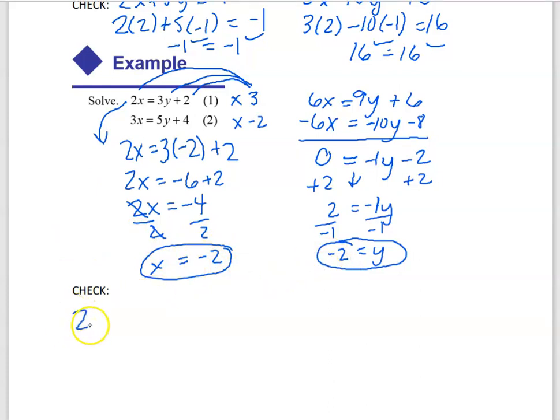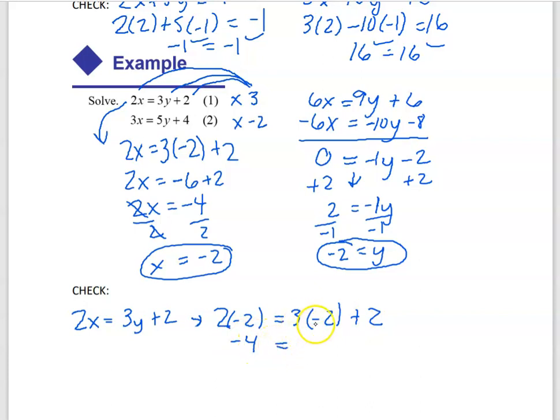Now let's check these. So here's my first equation. I'm going to plug in negative 2 for x and negative 2 for y. Okay, this is negative 4. 3 times negative 2 is negative 6 plus 2, which is negative 4. So that one was good.